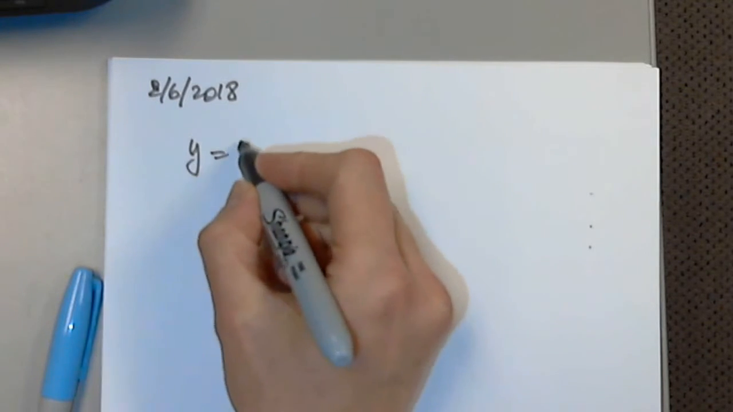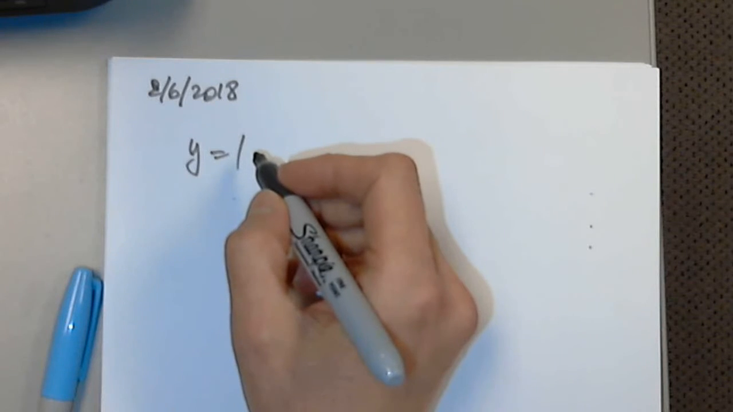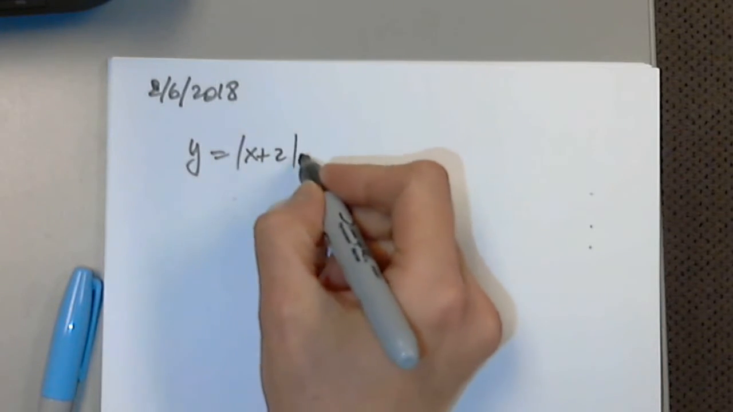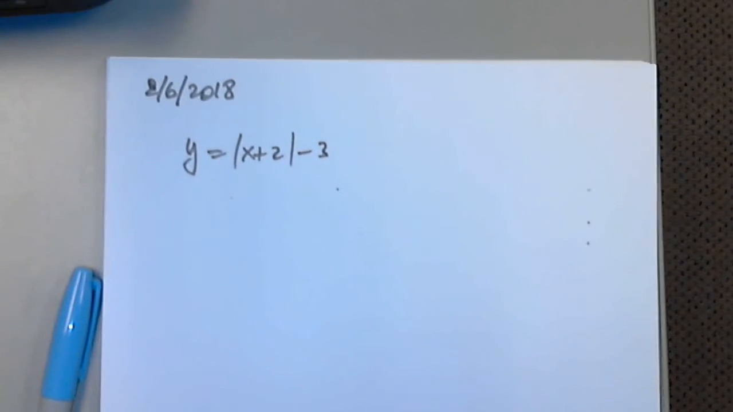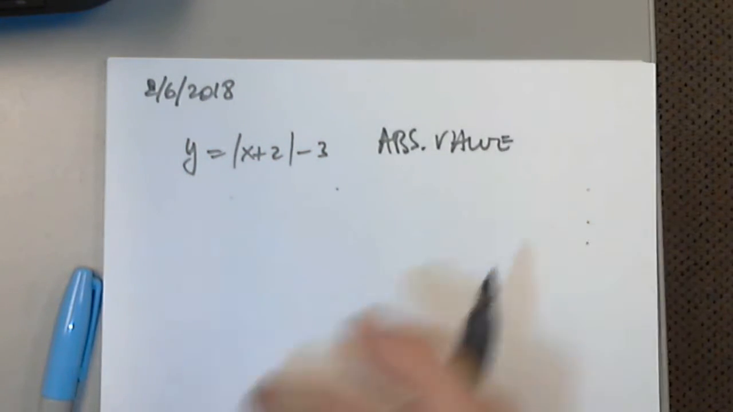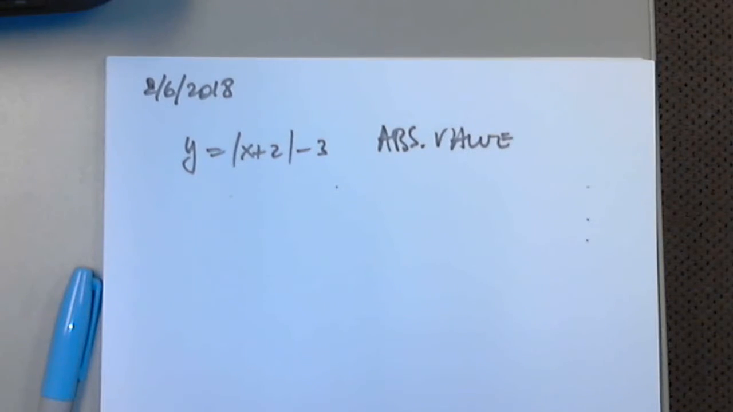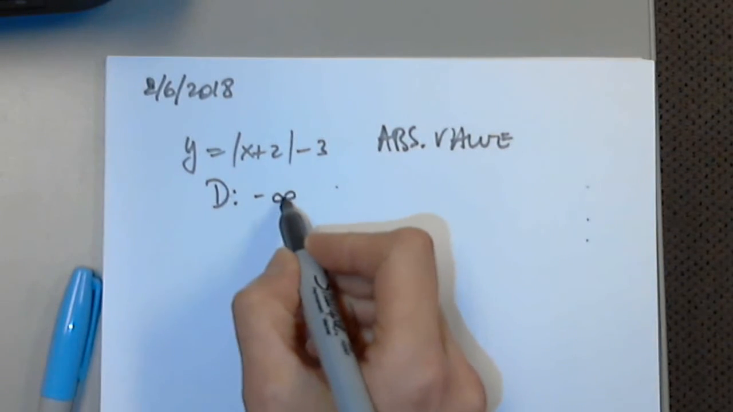So we have y equals the absolute value of x plus 2 minus 3. First of all, I have to identify this, and this is an absolute value. Once you read it and you say absolute value, you cannot write linear. Some of you wrote linear. It's not possible, right? Okay, so then immediately I will write the domain.